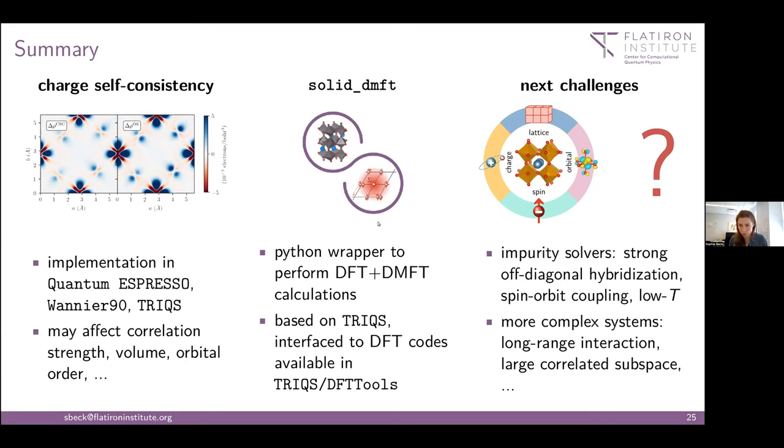And I kind of want to finish with repeating some of the things that Antoine mentioned about the next challenges, which is clearly on the side of impurity solvers, like stronger off-diagonal hybridization, the spin-orbit coupling more widely, lower temperature, and also in terms of more complicated systems like treating long-range interaction, larger correlated subspace, and so on.